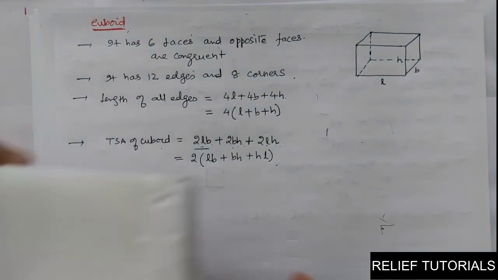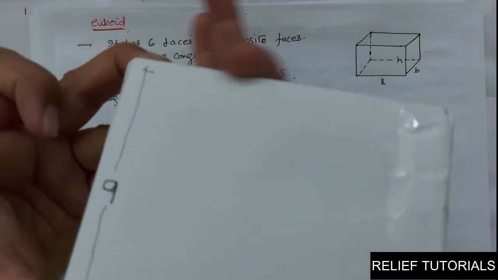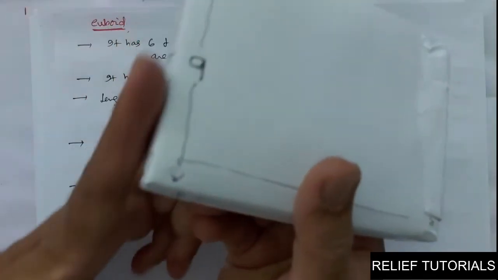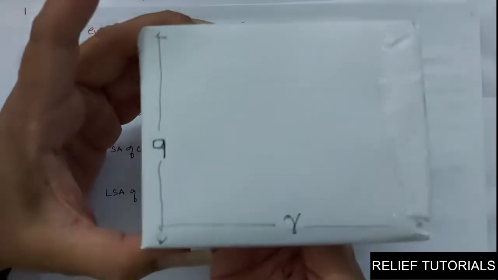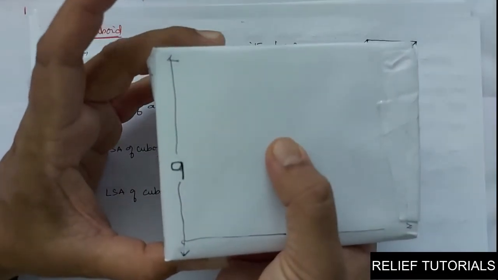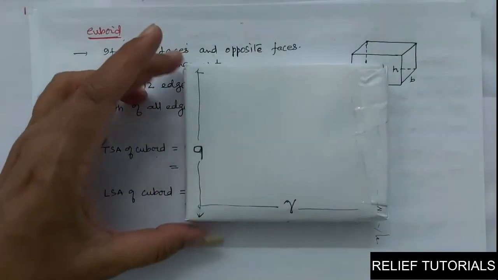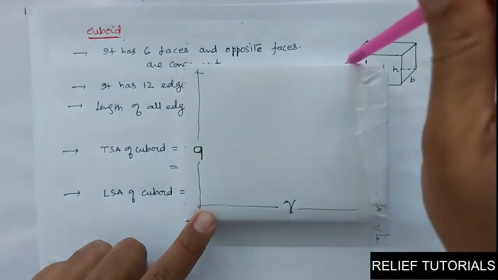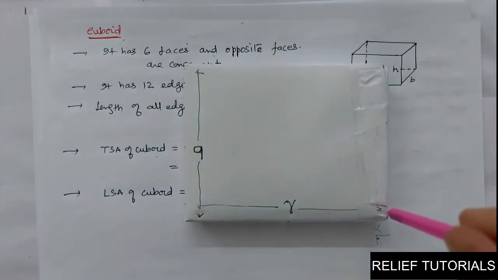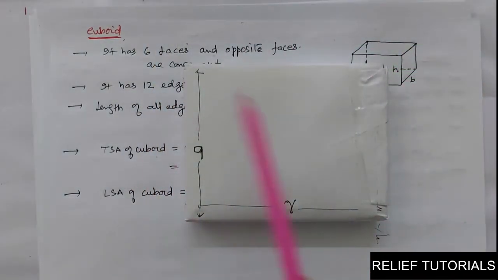Lateral surface area means area of all 4 faces, the lateral faces. See, this is called a lateral face. This is 1, this is 2, this is 3, this is 4. That is, except this top and bottom. I will explain to you. These 4 faces are called lateral faces, except the top and the bottom.